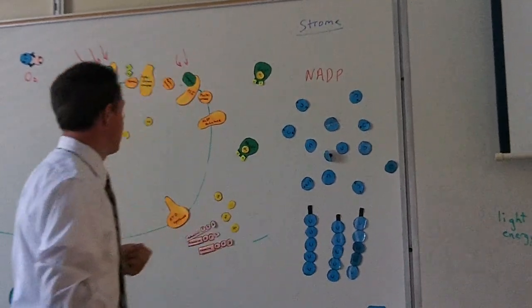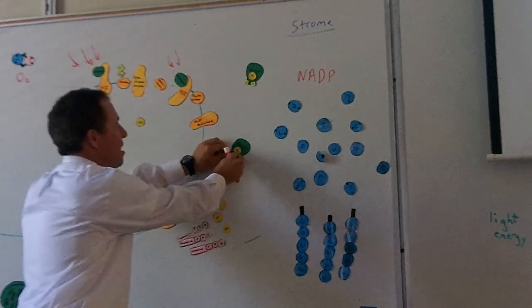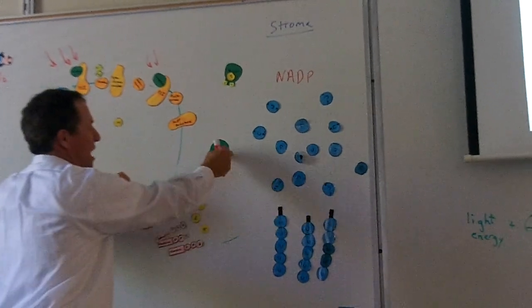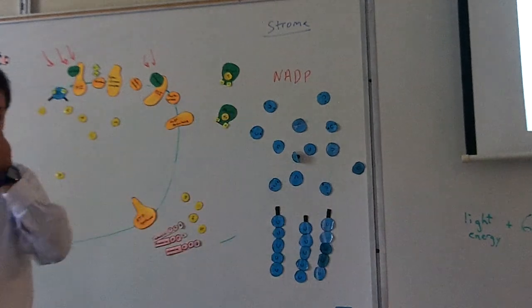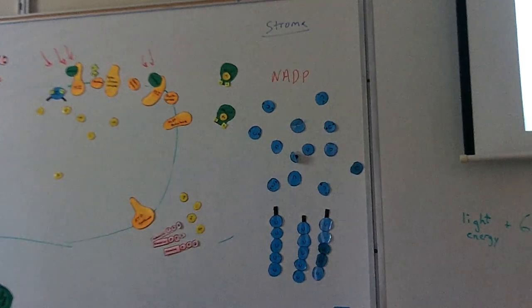But before, it's called NADP. It's called NADP originally, and then NADPH when it picks up the hydrogen and the electrons. Okay?